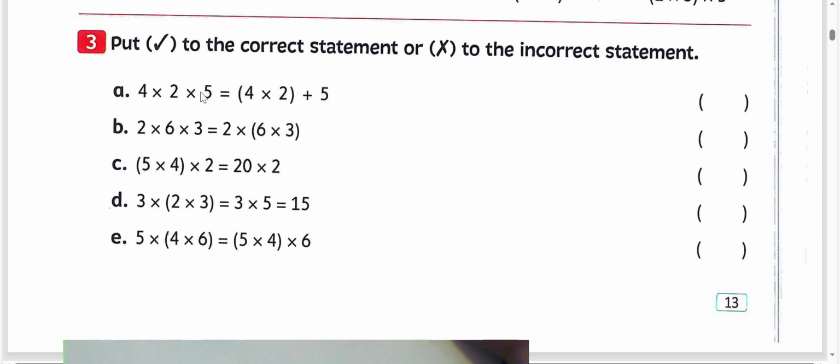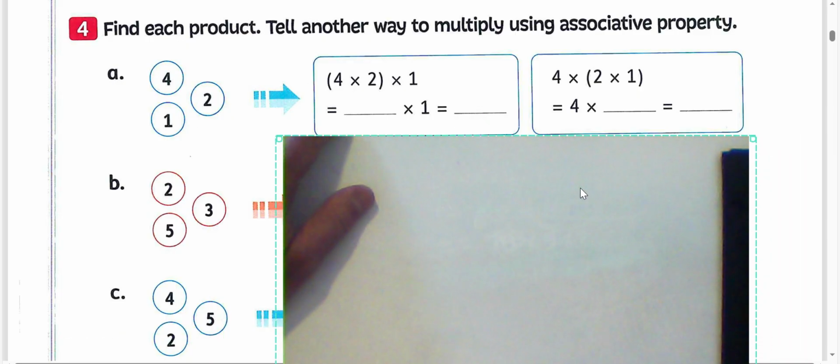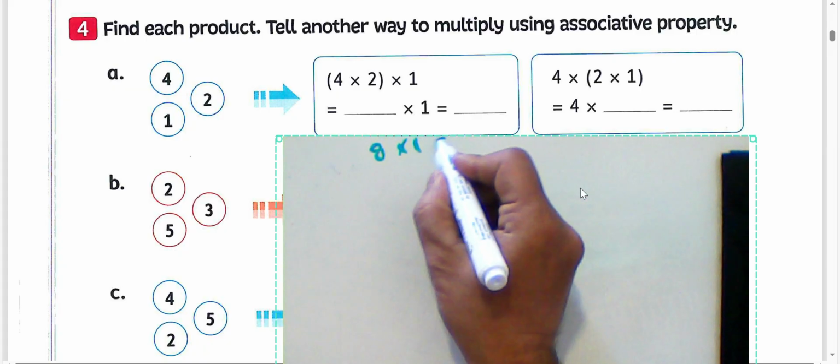Next question, 5 times 4 times 2, it will be 2 times 2, it's correct. 3 times 2 times 3, 3 times 5, no, because 3 times 2 is 6, it is false. Question, 5 times 4 times 6, 5 times 4 times 6, equivalent, true, letter E, true. Next question, 4, 2, and 1, we can write here 4 times 2 equals 8, 8 times 1 equals 8. Understood? Here in the space 8, 4 times 2, 8. And then 8 times 1 equals 8.